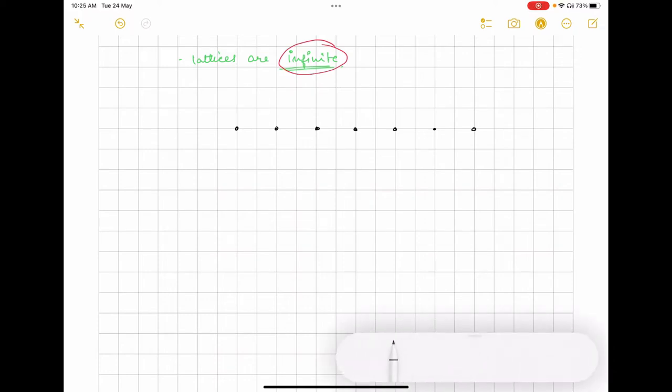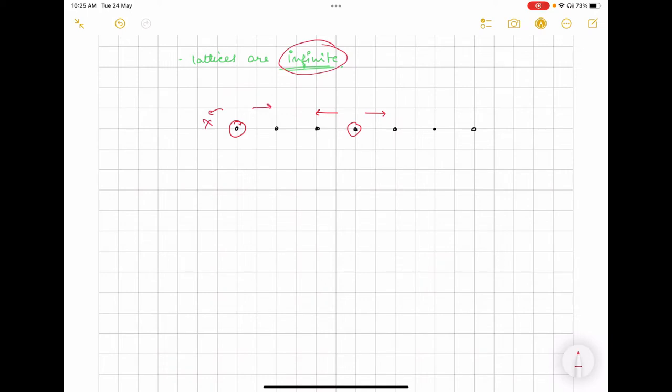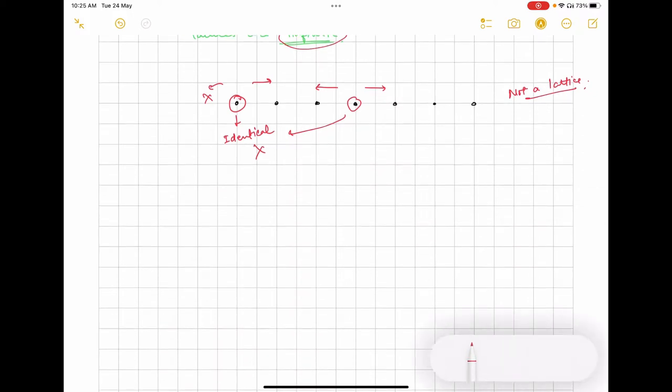So now, if you see, this particular point has an atom or a point to its right as well as to its left. But this point doesn't have any point towards its left. It has points only towards its right. So this point doesn't have surroundings that are identical to this. It doesn't have identical surroundings. So this cannot be termed as a lattice. So this is not a lattice. For this to be considered as a lattice, this array should continue to infinity, so that the points at the end always have some points on both sides.